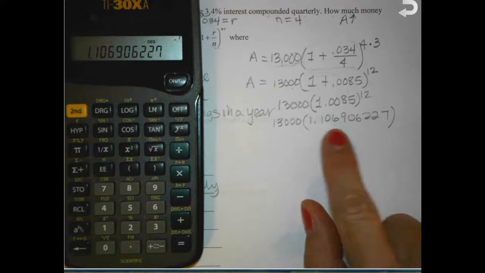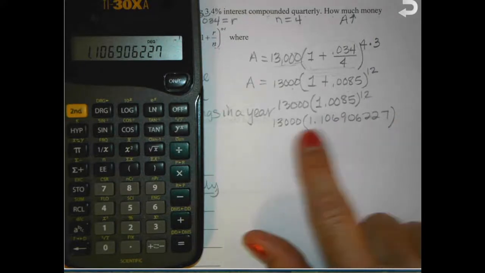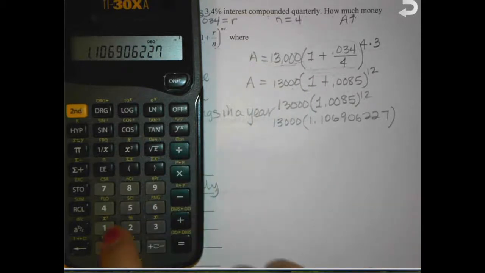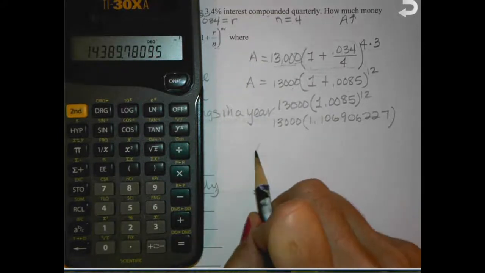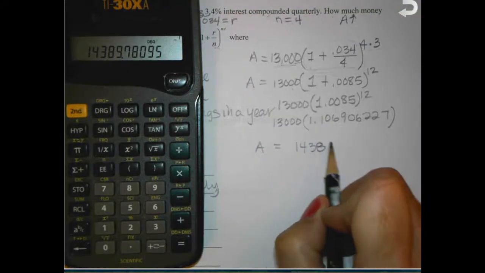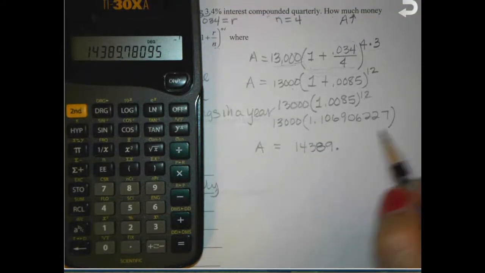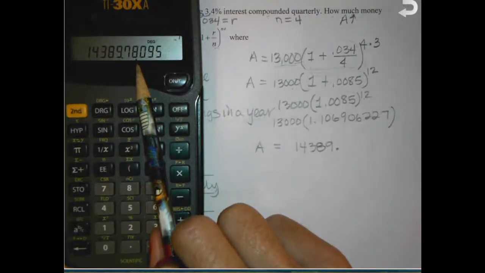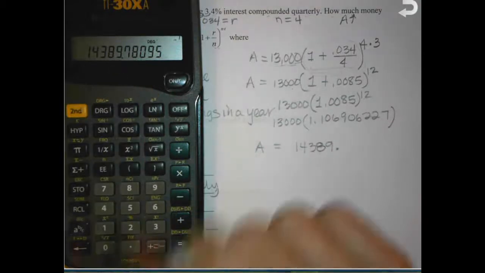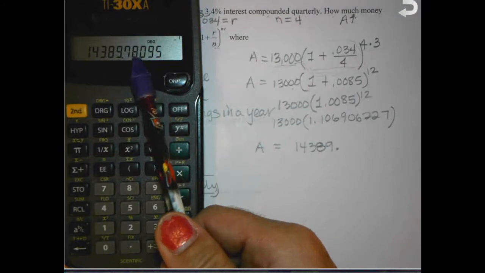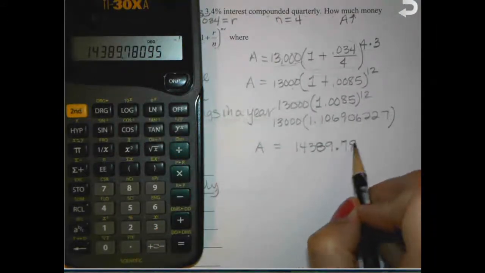Now I've taken care of everything in the parentheses and the exponent, so now I'm ready to do the multiplication. So I'll just put in the times 13,000 equals, and now I have my answer. A equals 14389, and I need to round to the nearest penny, which is going to be this second decimal place. So I look at the one following, and since it's a 0, then I will leave the 8 as it is, so it'll be 78 cents.